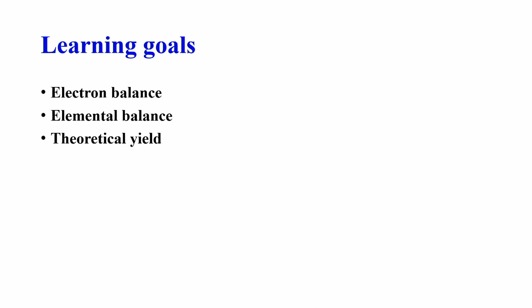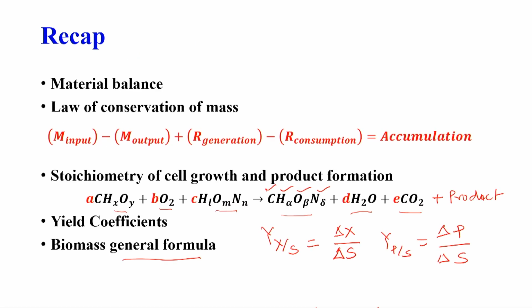Today's lecture, as I discussed yesterday, when you are going to do this mass balance, you have a few unknowns. For example, here A, B, C, D and E, there are 5 unknowns. To solve these 5 unknowns, you require 5 equations. And how did you get the 5 equations? That was carbon balance, hydrogen balance, oxygen balance, nitrogen balance and respiratory quotient.